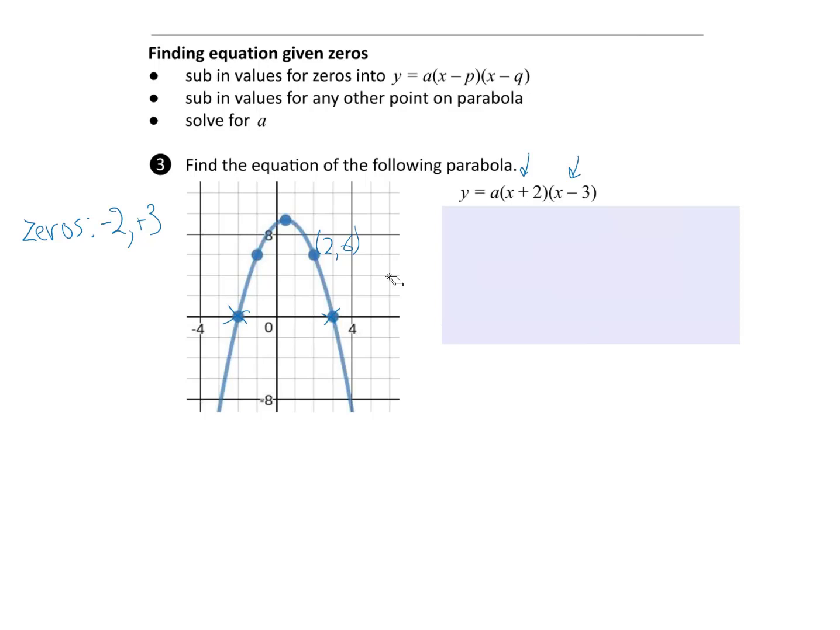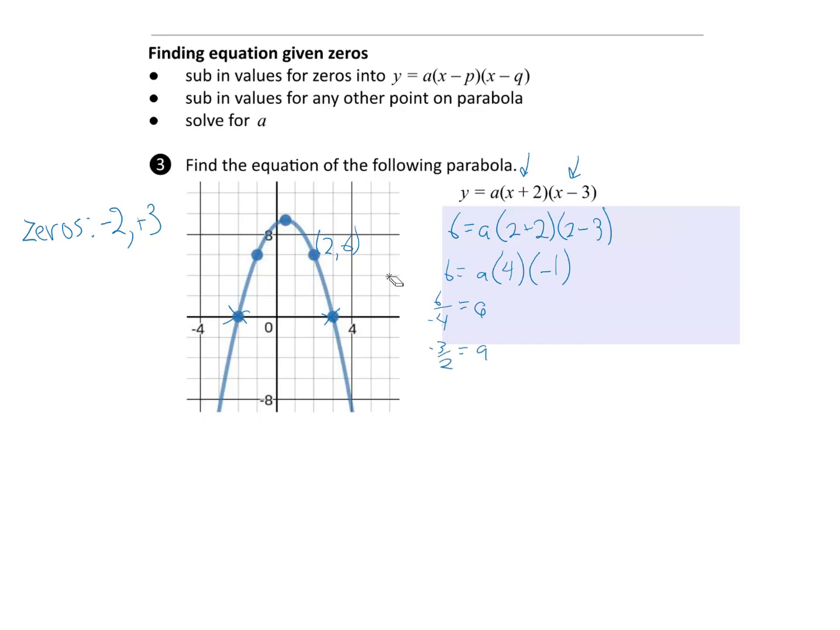Now I sub in 2 for the x value and 6 for the y value. So I'll end up with 6 equals a(2 + 2)(2 - 3). So I have 6 equals a times 4 times -1. So 6 is going to equal -4a. So we'll end up with 6 over -4 equals a, which is just -3 over 2 equals a.